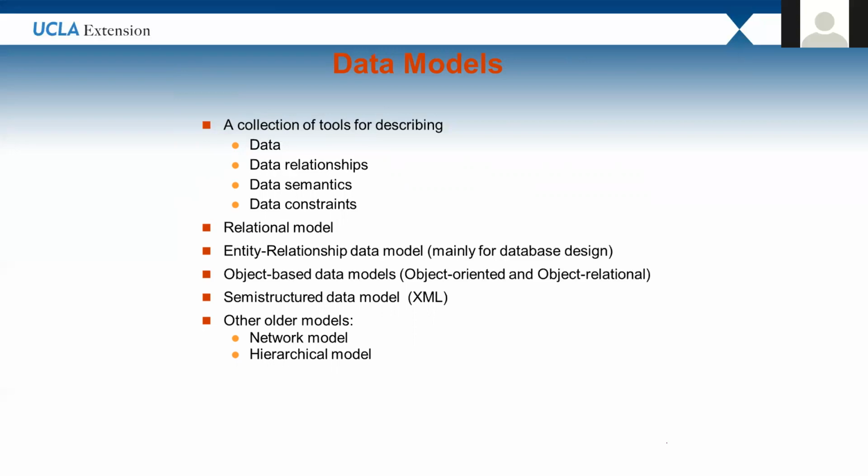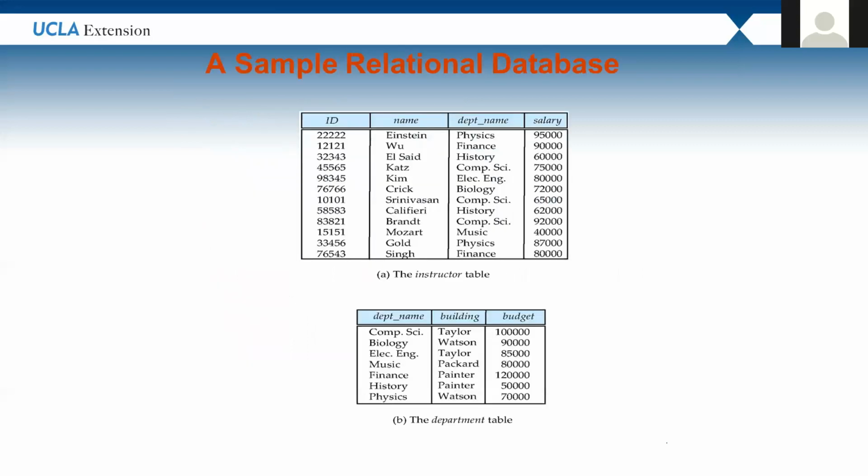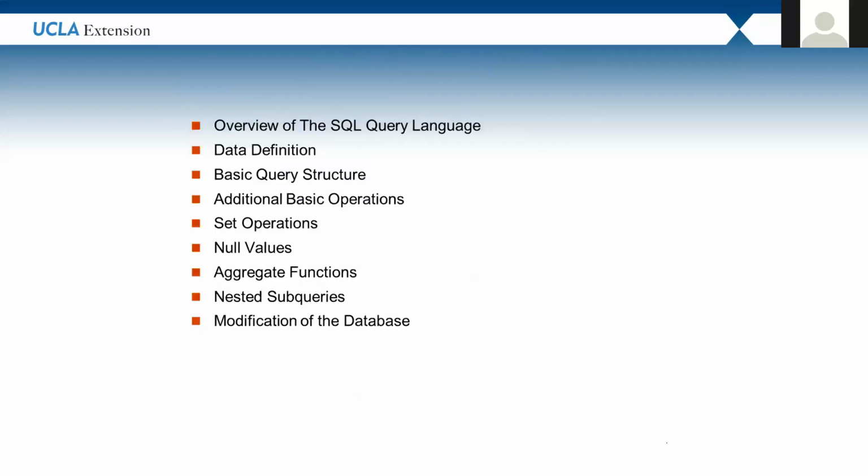There are also newer types of databases which extend from relational, like object-oriented and object-relational. And you can also work with the traditional popular scripting language, XML. Here again is an instructor table: ID, name, Einstein, department of physics, salary. You have an instructor table and a department table.